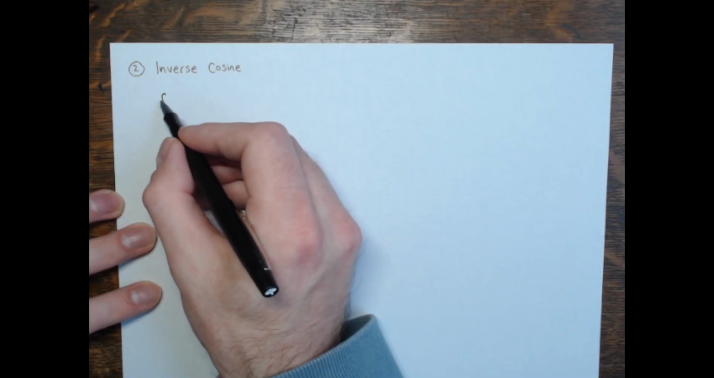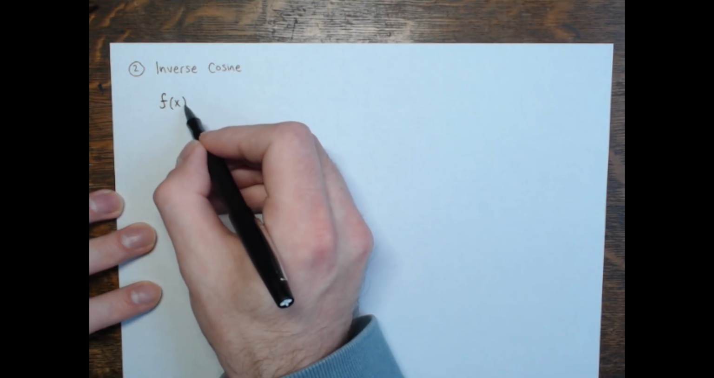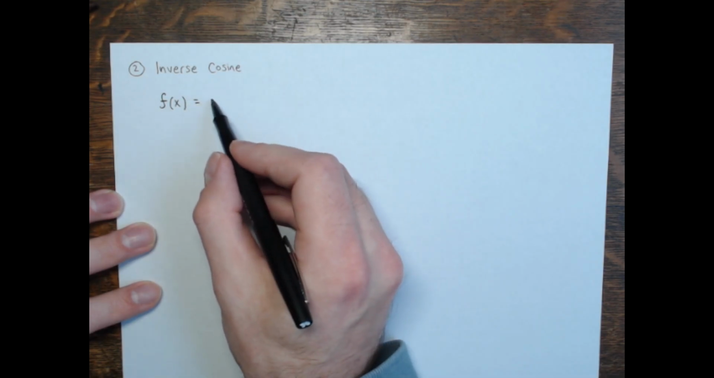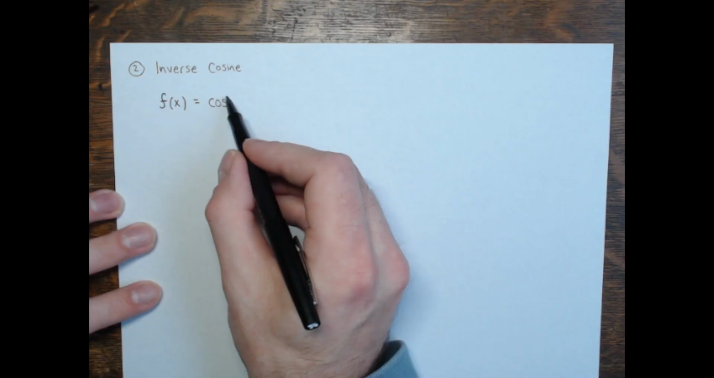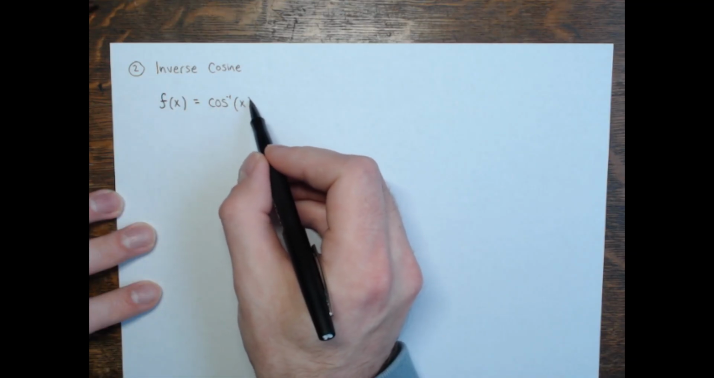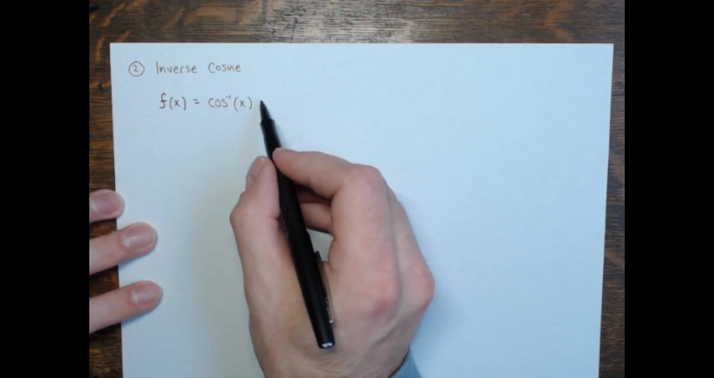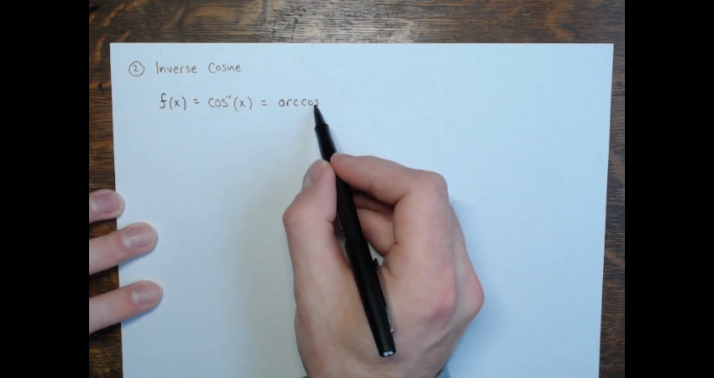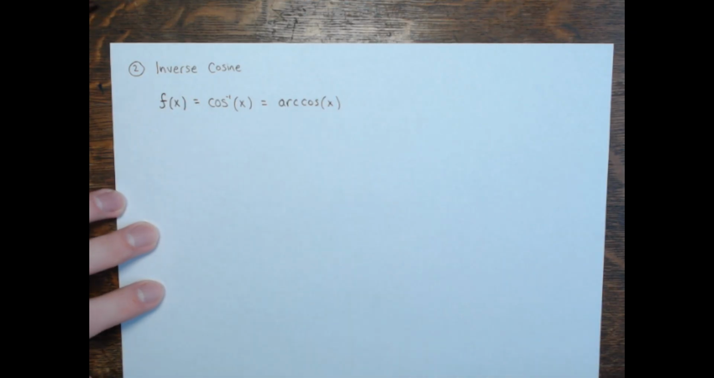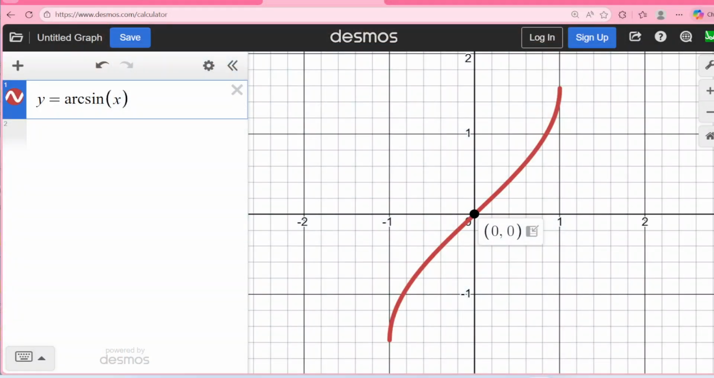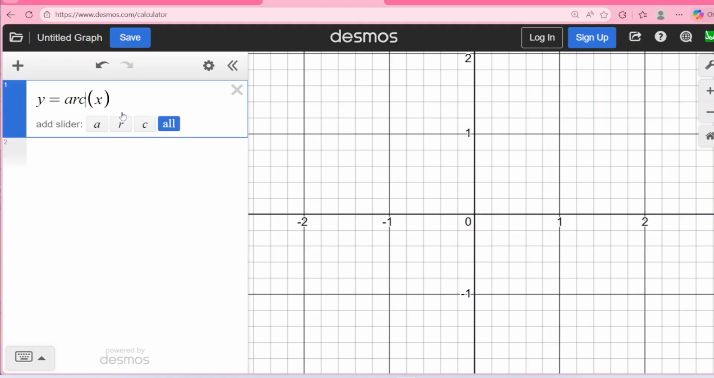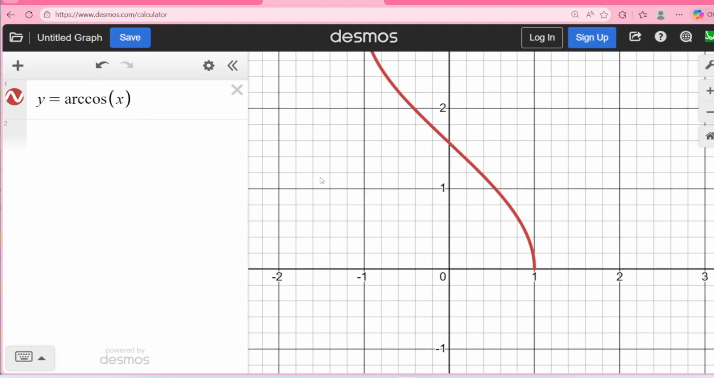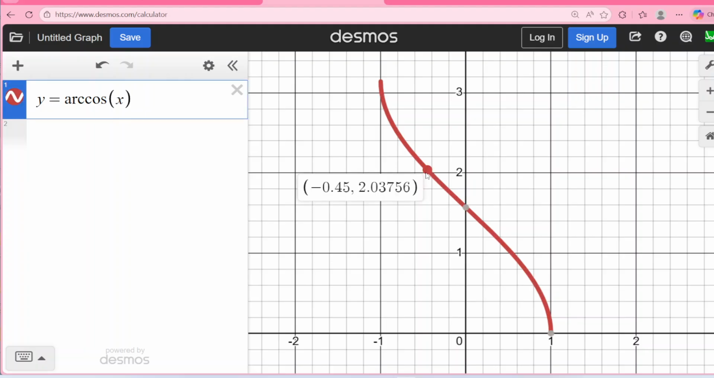So again, we'll start with just calling it plain old f. So now f of x is the inverse cosine. So again, the cosine with the little -1 there, or the arc cosine of x. And back to Desmos here, I'm just going to change arc sine here to arc cosine, and we'll look at that picture once more. So that's this piece of curve, and that's it, right?